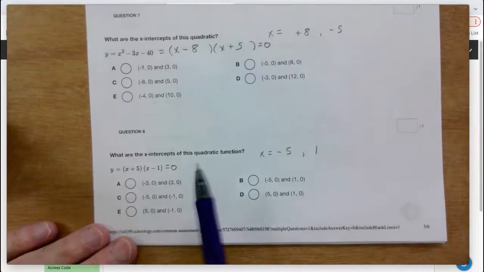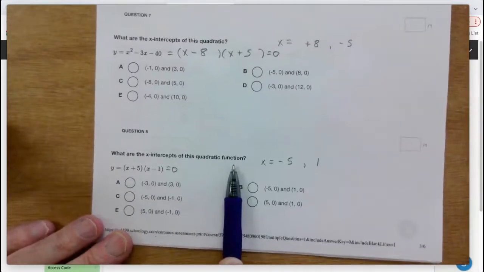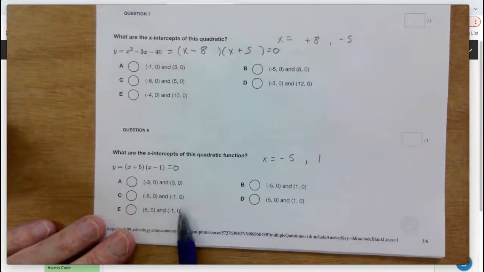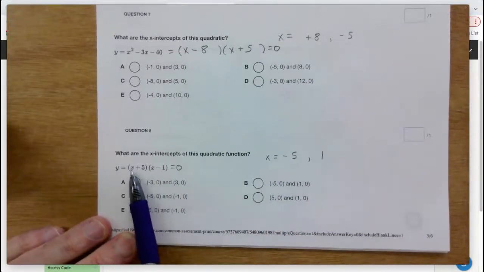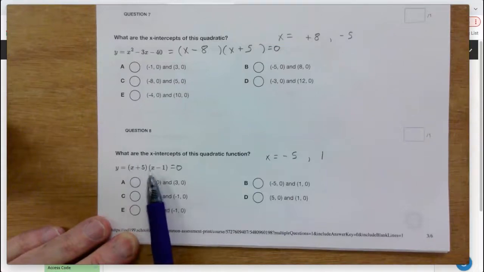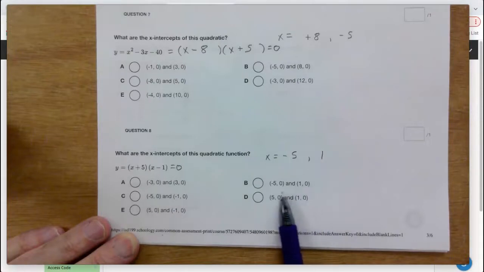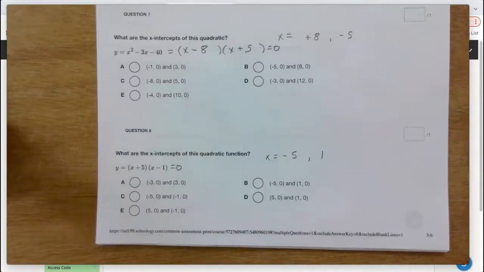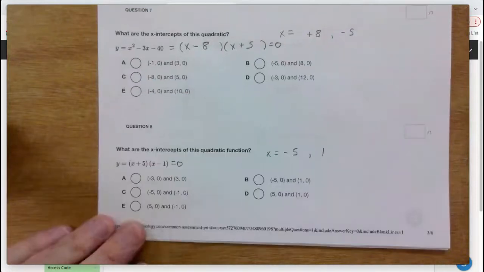And the x-intercepts of this quadratic right here: when y is 0, and you see all these are 0, you've got to find the x. It's -5 or 1 to make it 0. -5 or 1. Bing, bing. It's not this one.